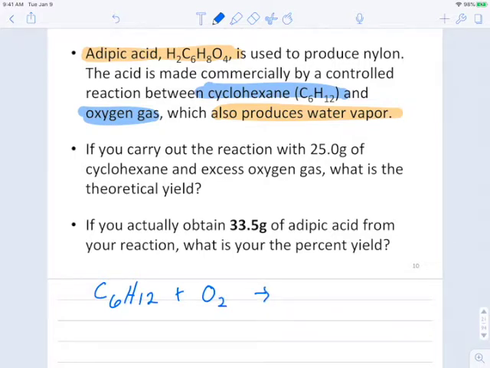And now we are going to move on to do our product. H2C6H8O4 plus H2O like so. So any questions on where I got the reactants or the product, or how I determined which one was a reactant and which one was a product?